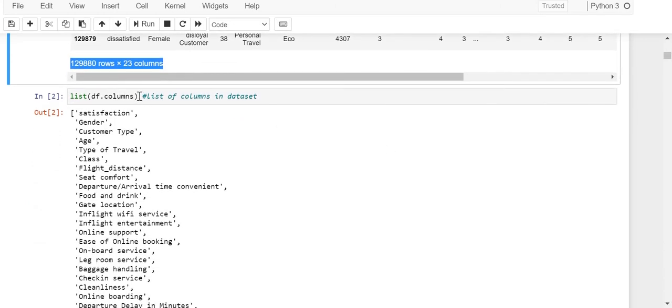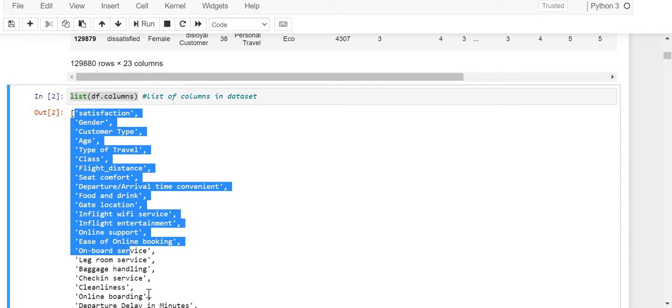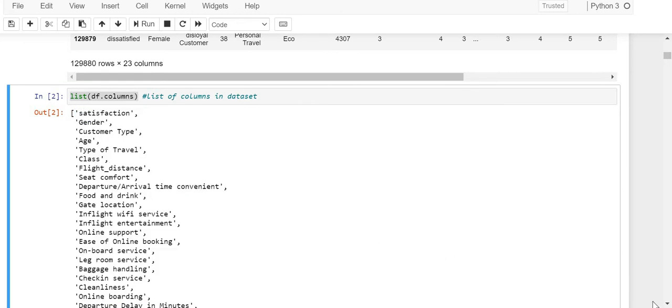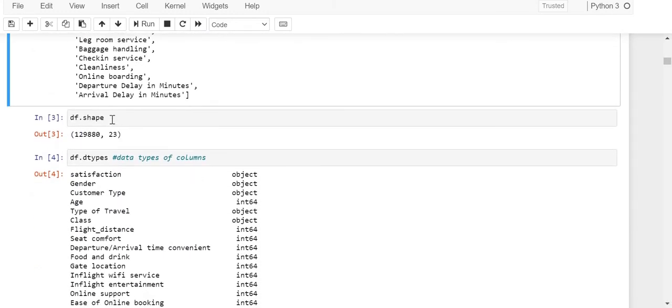I wanted to see the column names, like the list of columns in my dataset. So list of df.columns gives the list of all the columns that are in my dataset. So these are all the columns that my dataset has. And then df.shape gives me the number of rows and number of columns in my dataset. As I have told you, I have 1,29,880 rows and 23 columns in my dataset.